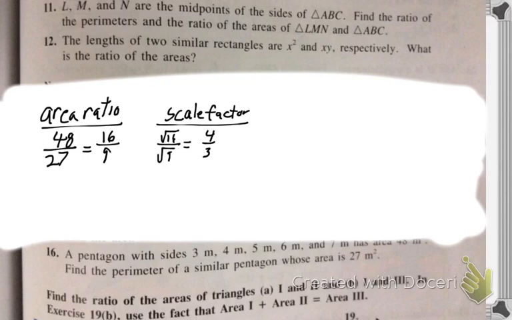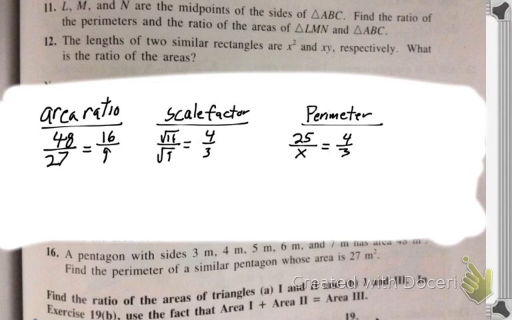So the perimeter of this pentagon is going to be 25 meters, and that's the bigger of the two pentagons. So if I'm looking for our perimeter, it's going to be 25 meters over, we don't know the size of the other one, equal to 4 over 3, and we just use cross multiplication. Is that good? Okay. Other questions?